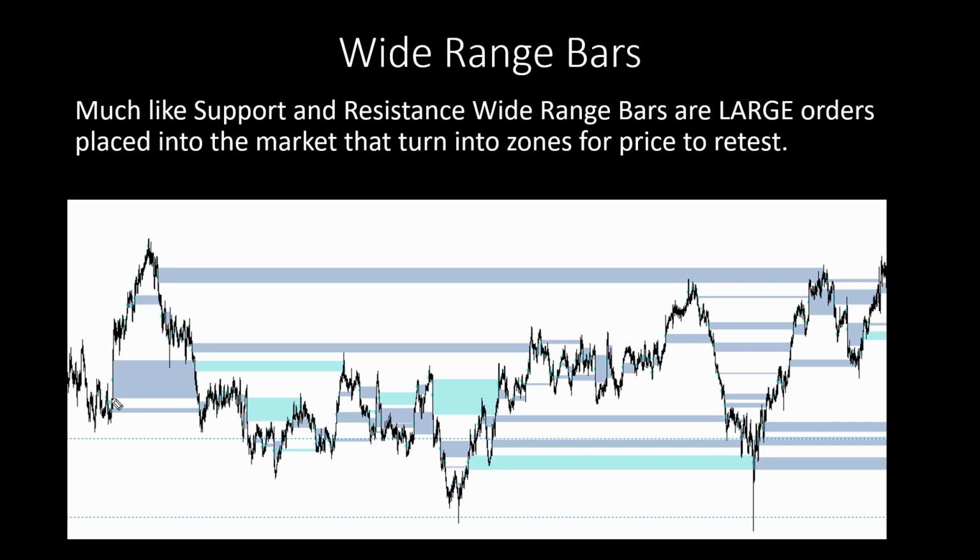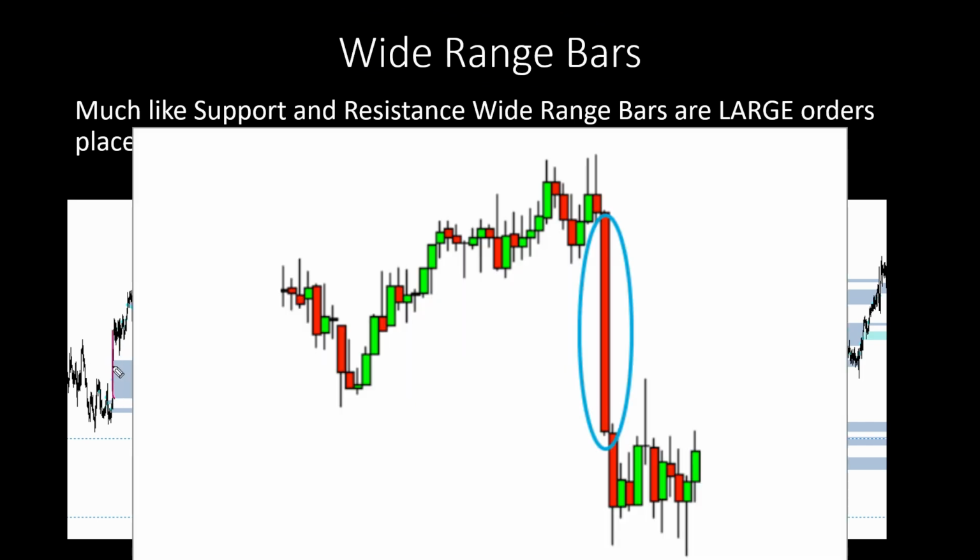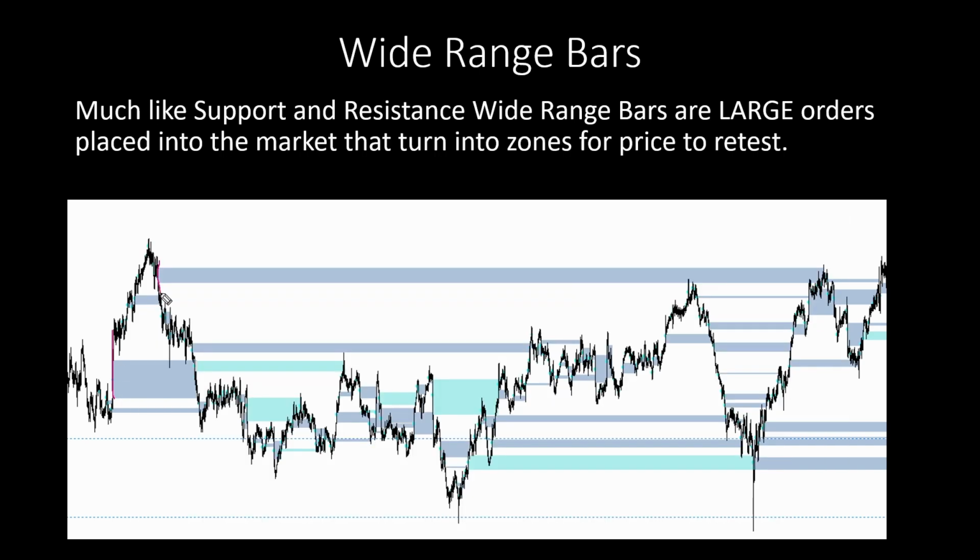Why? Because it's large bank orders where price will be bought or sold from, and price is going to retest these zones because these buyers need to become sellers, these sellers need to become buyers. So it's more of a mechanical way of seeing where price is likely going to touch again in the future.